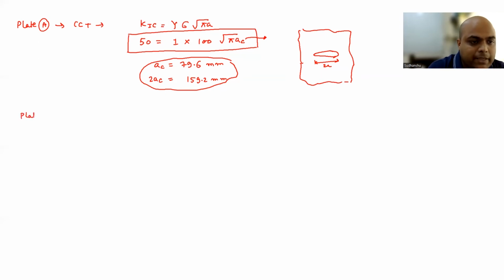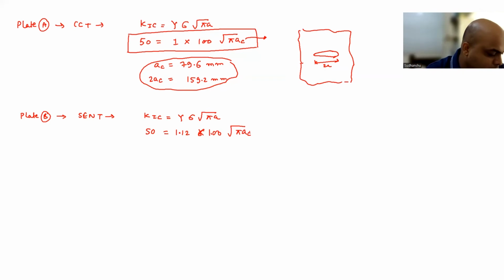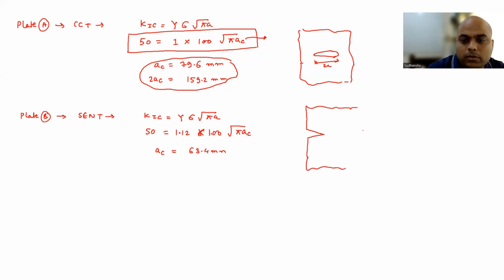Now plate B, which is SENT. K1C is Y sigma root pi A, 50 equals Y is 1.12, sigma is 100, root pi AC. Okay, and if you calculate, AC will come out to be 63.4 millimeter. So here we will just use AC because we don't need to convert it to 2A, because in SENT we use A only.